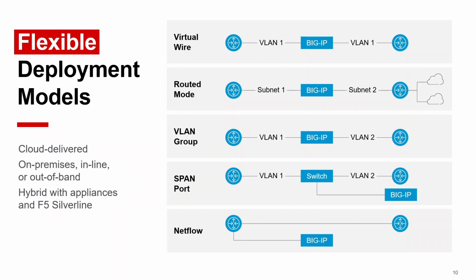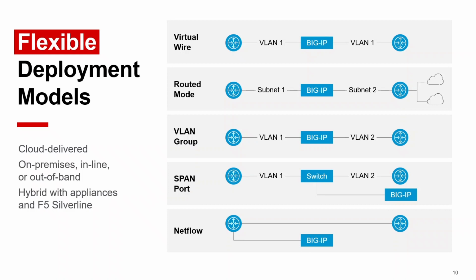The second deployment is the inline layer 3. We have the routed mode. In this case, there are two VLANs or interfaces. One of them will be for the client side and the other one will be for the server side. But in this mode, each VLAN or interface has a self IP address, and both the client and the servers are aware of the BIG-IP in between.